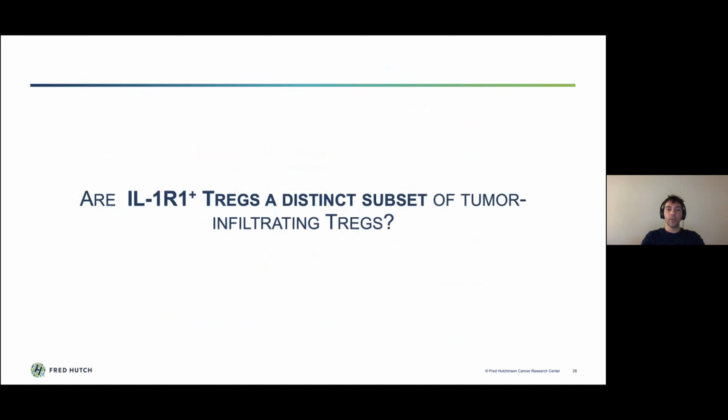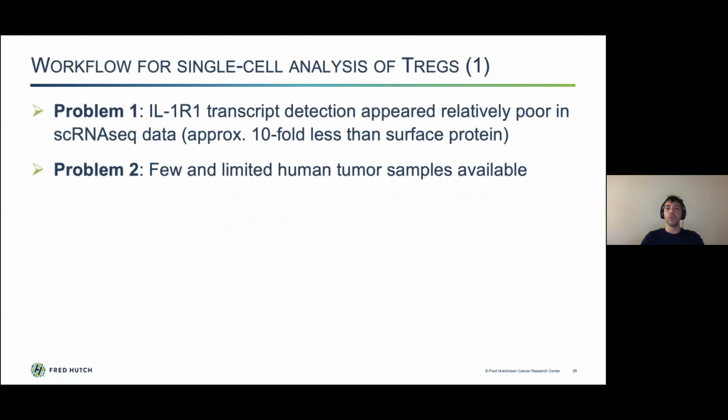So at this point, we found this population, but of course we didn't really know what they are doing, and we weren't really sure whether these are truly a distinct subset of tumor infiltrating Tregs. So we basically had that finding post-pandemic start. So we had two problems.